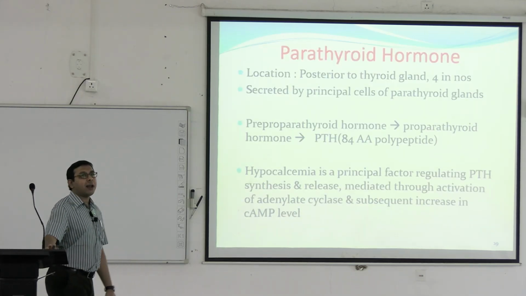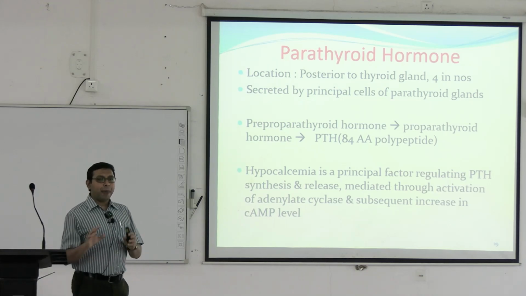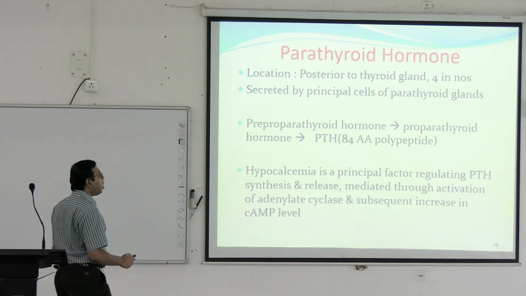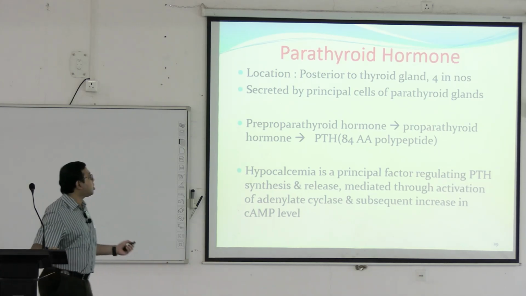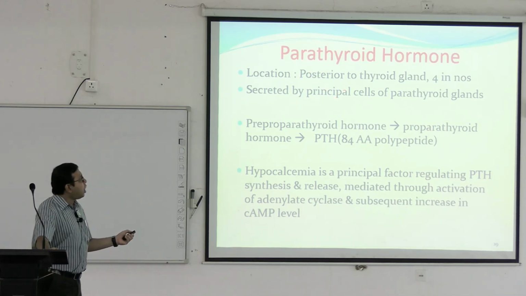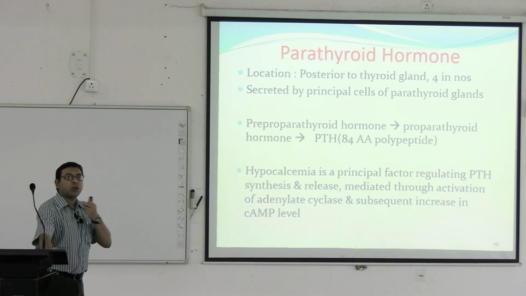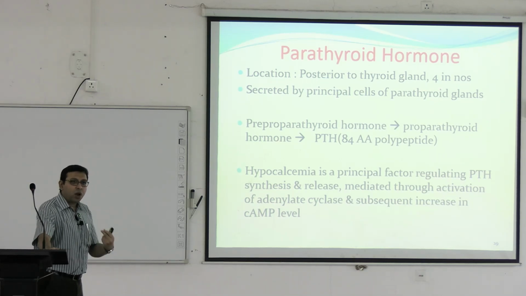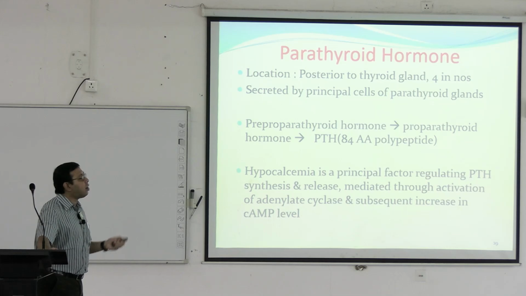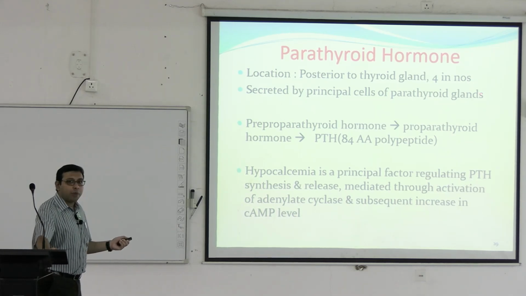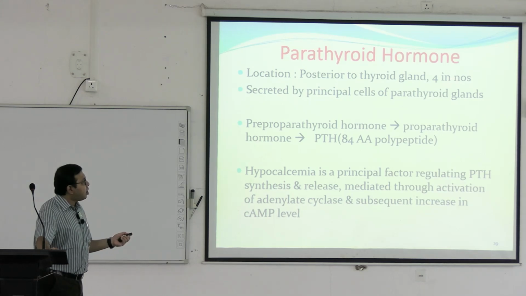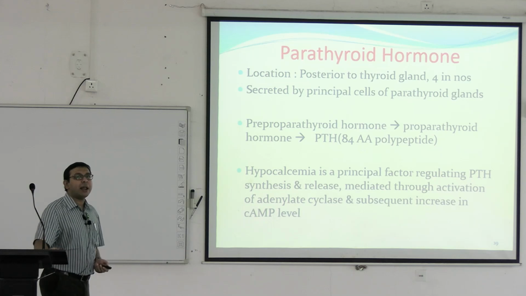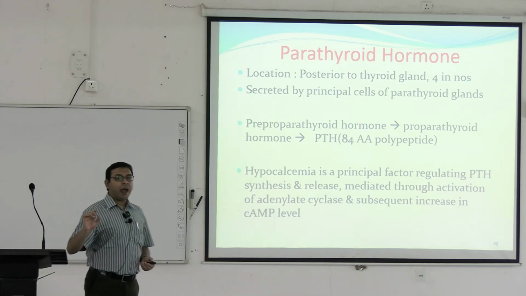Now coming to the parathyroid hormone. This is a very interesting hormone. In anatomy you have probably read about the parathyroid gland. What is this? Location: posterior to the thyroid gland. So posterior to the thyroid gland there is the parathyroid gland, and in this parathyroid gland there are principal cells. And these principal cells secrete the parathyroid hormone, or in short, parathormone.